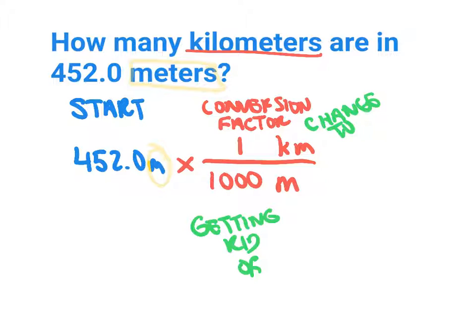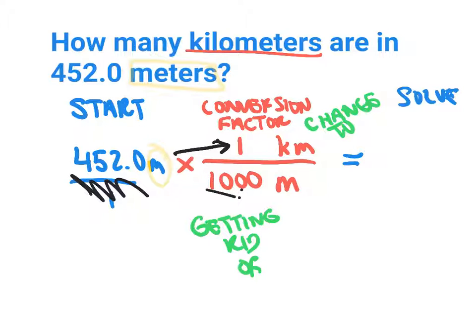Finally, the last step in the problem is we just solve it. And it's a basic multiplication problem. This actually is over 1, but we don't write that because that's not appropriate. So what we do is we multiply 452.0 times 1, so the multiplication right here, and then we divide by 1,000. And when you divide by 1,000, it actually ends up being 452.0 divided by 1,000. And then it gives us an answer of 0.4520 kilometers.